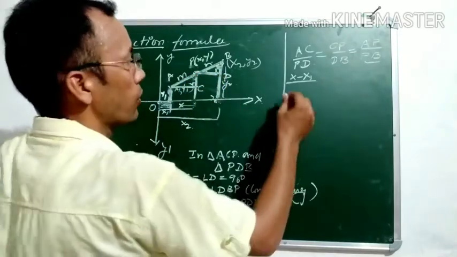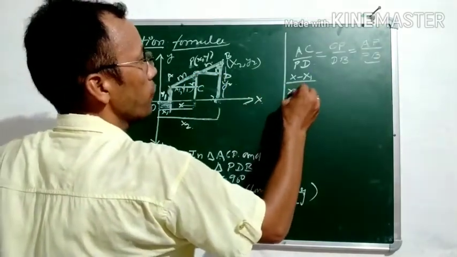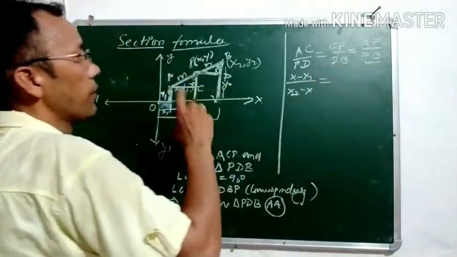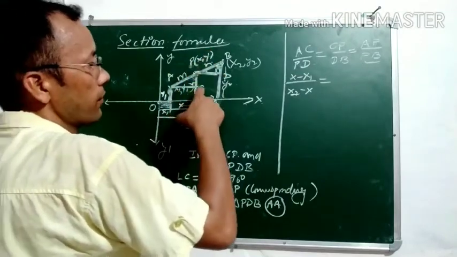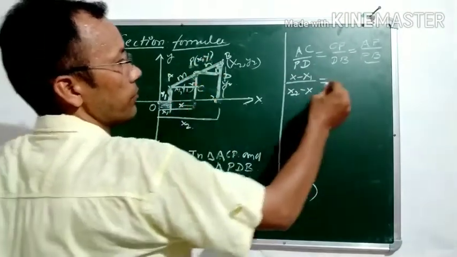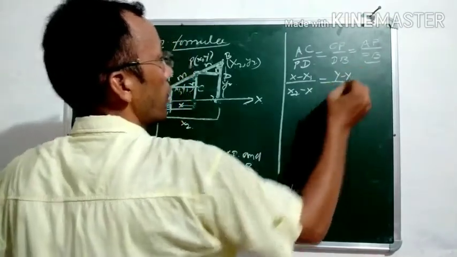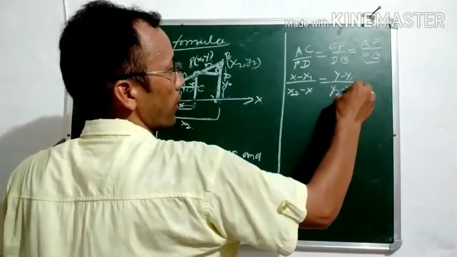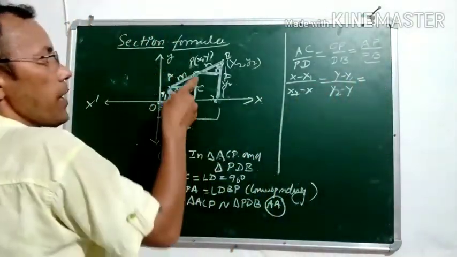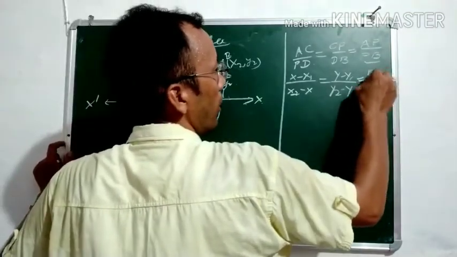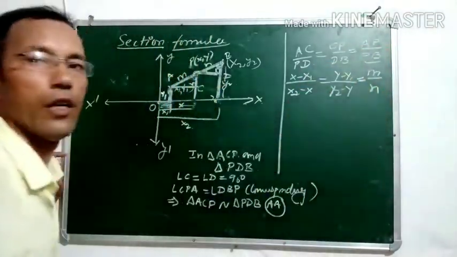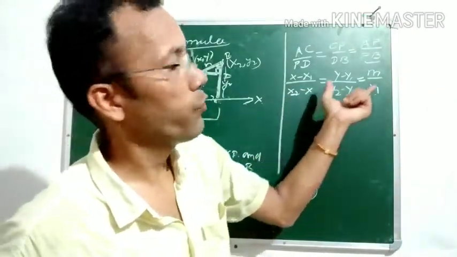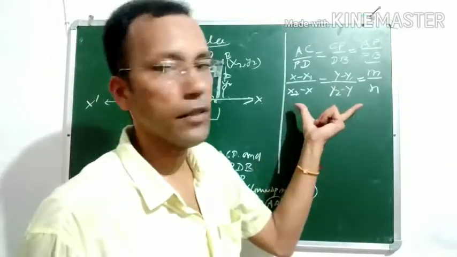So PD is equal to x2 minus x, and CP is y minus y1. BD is y2 minus y, and AP is m and PB is n. Now we have all these relations: x1, x2, y1, y2, m and n. This is called the section rule.